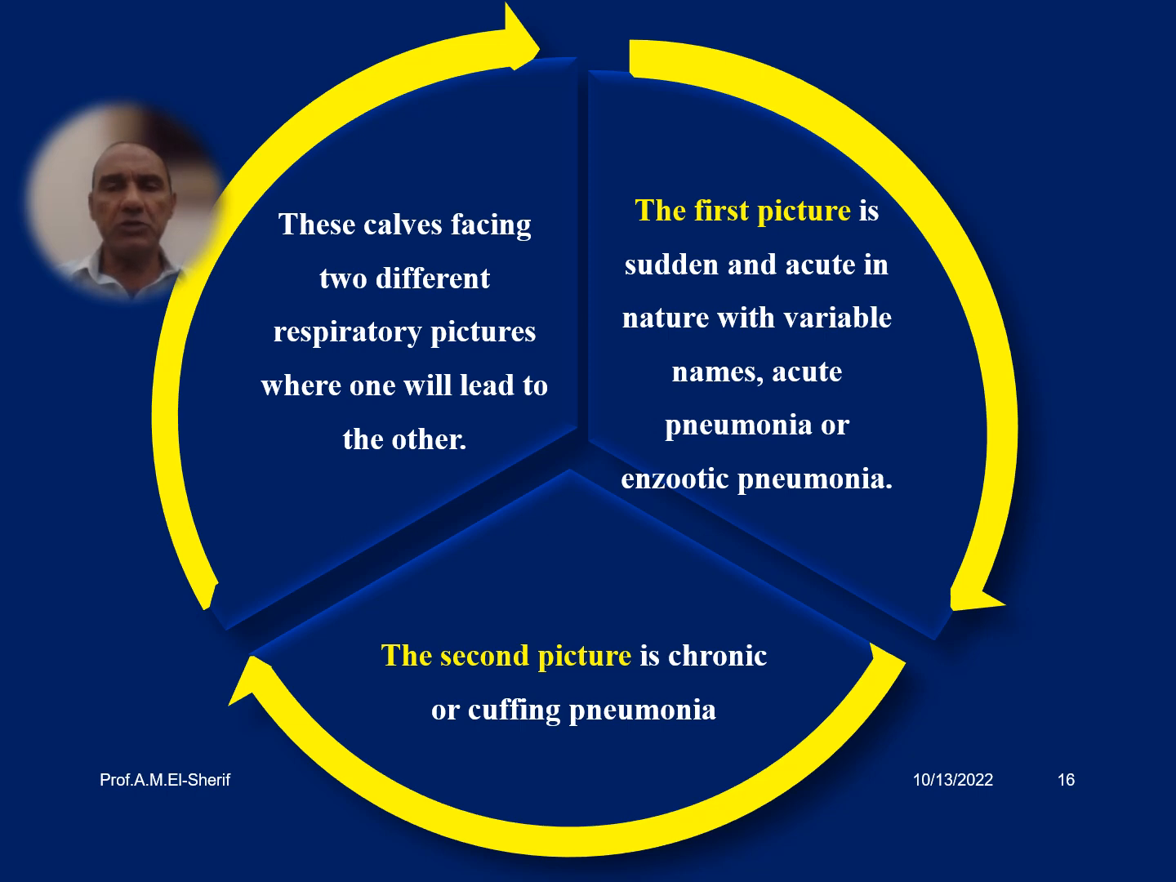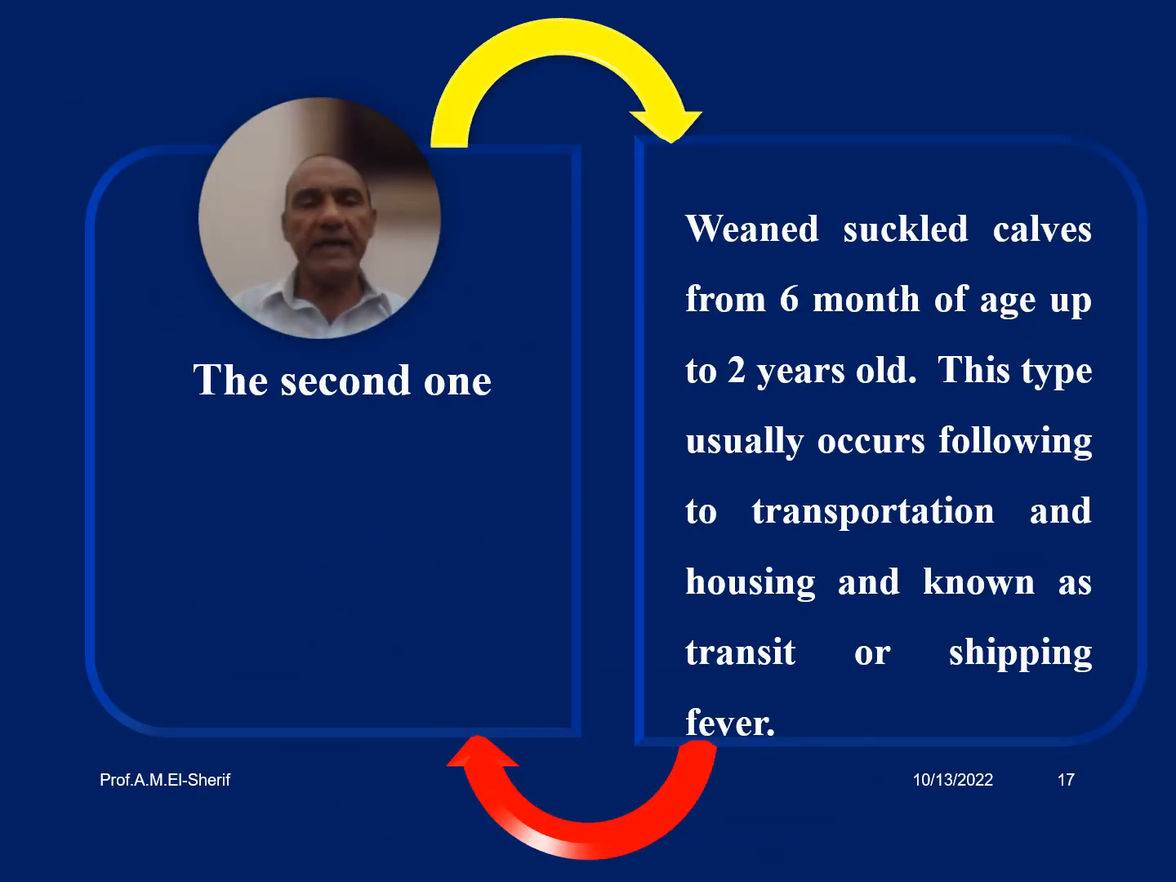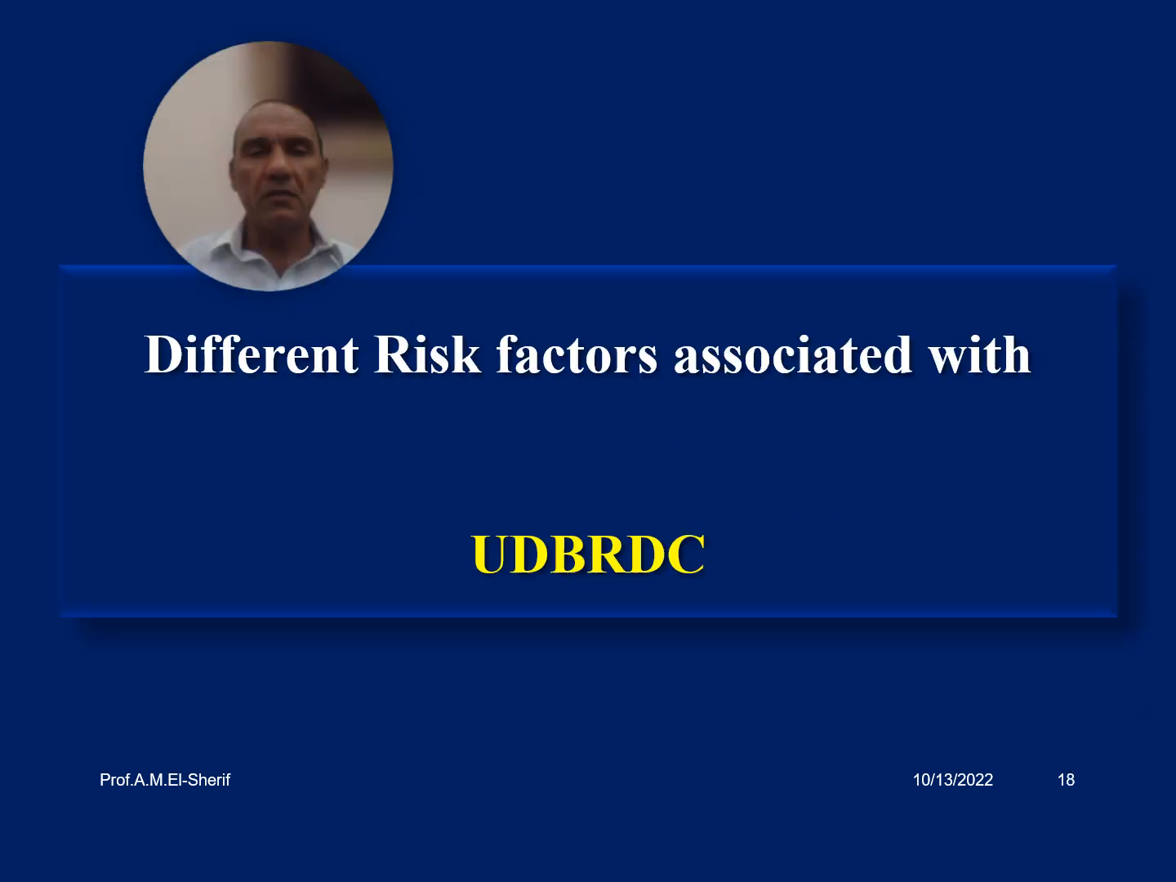The first picture is sudden and acute in nature, with variable names: acute pneumonia or enzootic pneumonia. The second picture is chronic or coughing pneumonia. The second regime is weaned suckler calves from 6 months of age up to 2 years old. This type usually occurs following transportation and housing, and is known as transit or shipping fever.